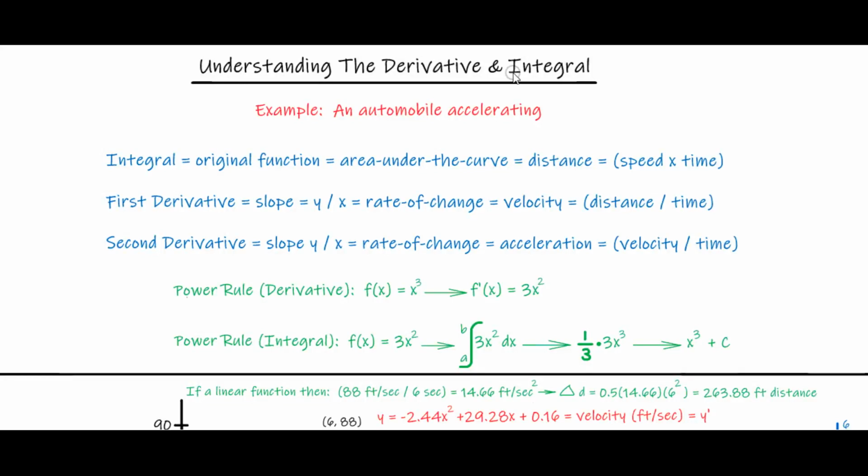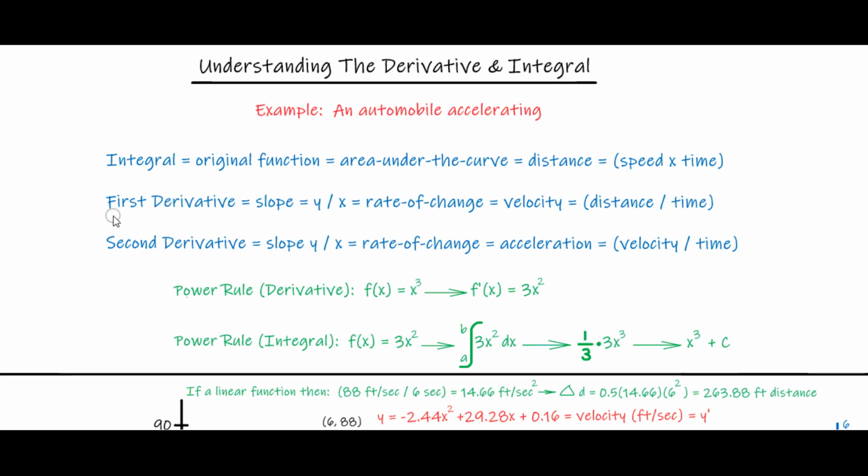Understanding the derivative and integral. Example, an automobile accelerating. During the car's acceleration, the velocity would represent the first derivative. Derivatives are essentially rates of change or slopes, y over x, and in this case the first derivative represents the velocity of the car, or its distance divided by time.